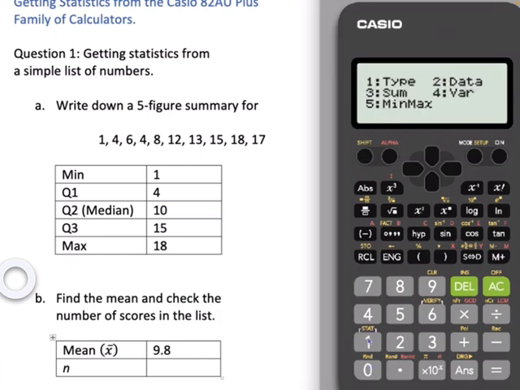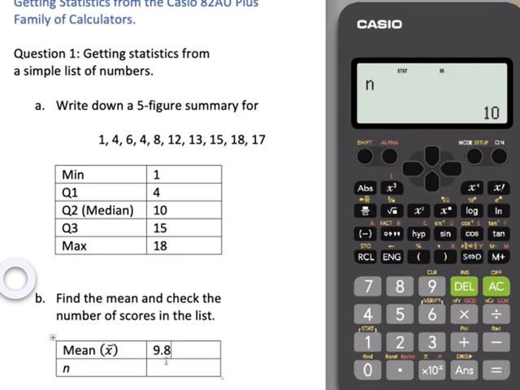And we already know that there's 10 scores, but let's just have a look. Shift, Stat, var. And we press n, which is going to tell us the number of scores in our data set. And it is, as we expect, 10. So that's how we generate a five-figure summary and get the mean, as well as a check on our numbers in the data set from our Casio 82 calculator.